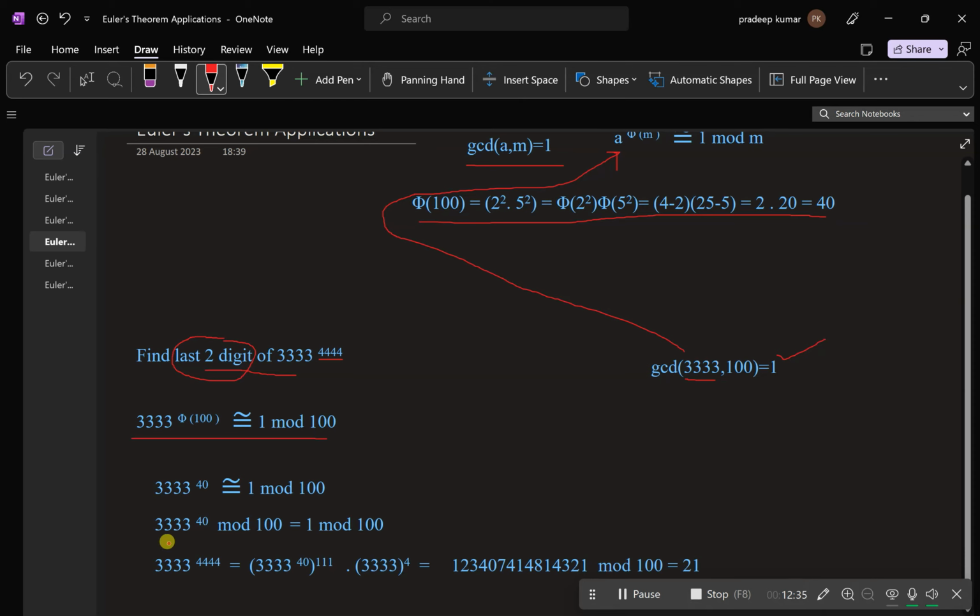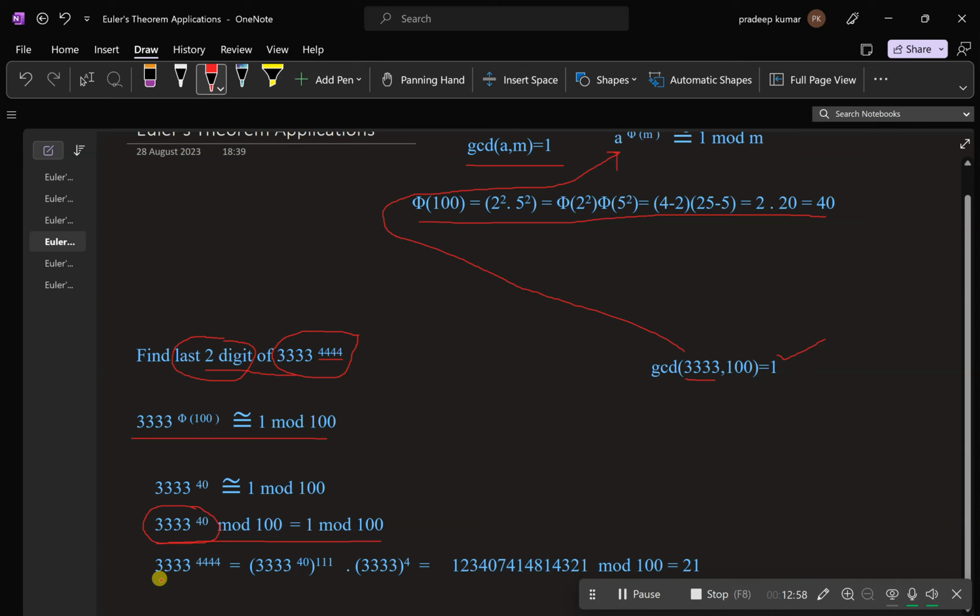When I take modulus on both sides, 3333 to the power of 40 mod 100 is equal to 1 mod 100. See now, I know the answer for 3333 to the power of 40, isn't it? But this is not the question they have asked. They have asked 3333 raised to the power of 4444, isn't it? So now how do I express 4444 in terms of 40?